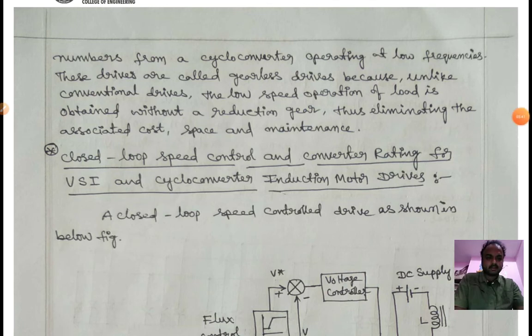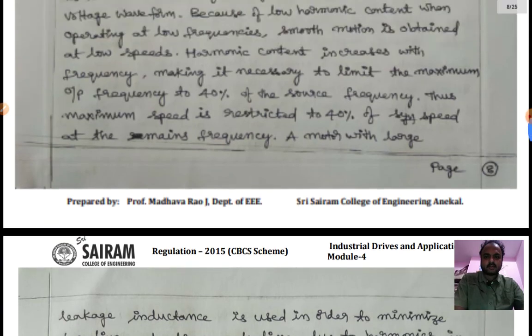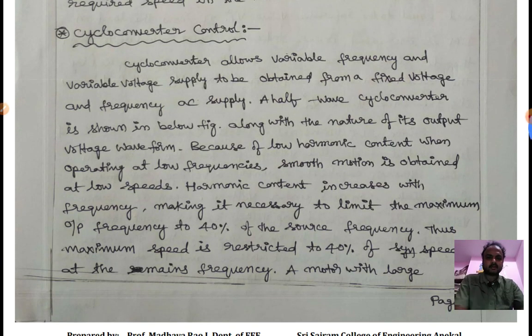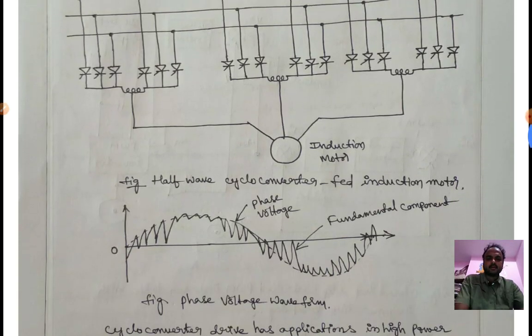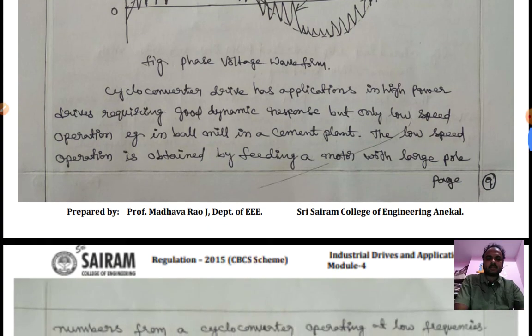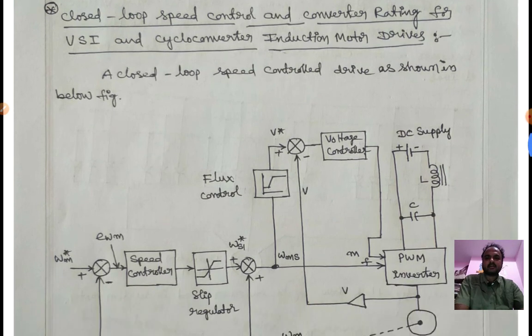So next video we will see about closed loop speed control and converter rating for VSI and cycloconverter induction motor drives. So this is about cycloconverter control. It is very simple, and maybe they will ask in examinations the half wave cycloconverter diagram, and we have to explain the applications of cycloconverter. So next video we will see this topic.